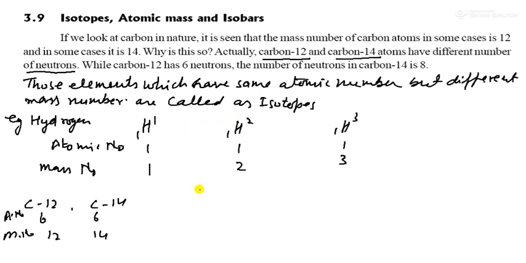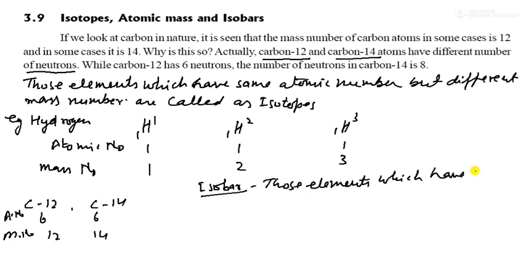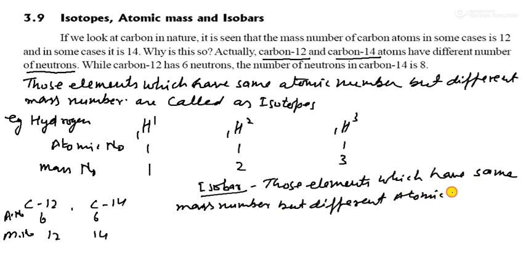But isobar, what happened with the isobar? Isobars are those elements which have the same mass number but different atomic number. They are called isobars.